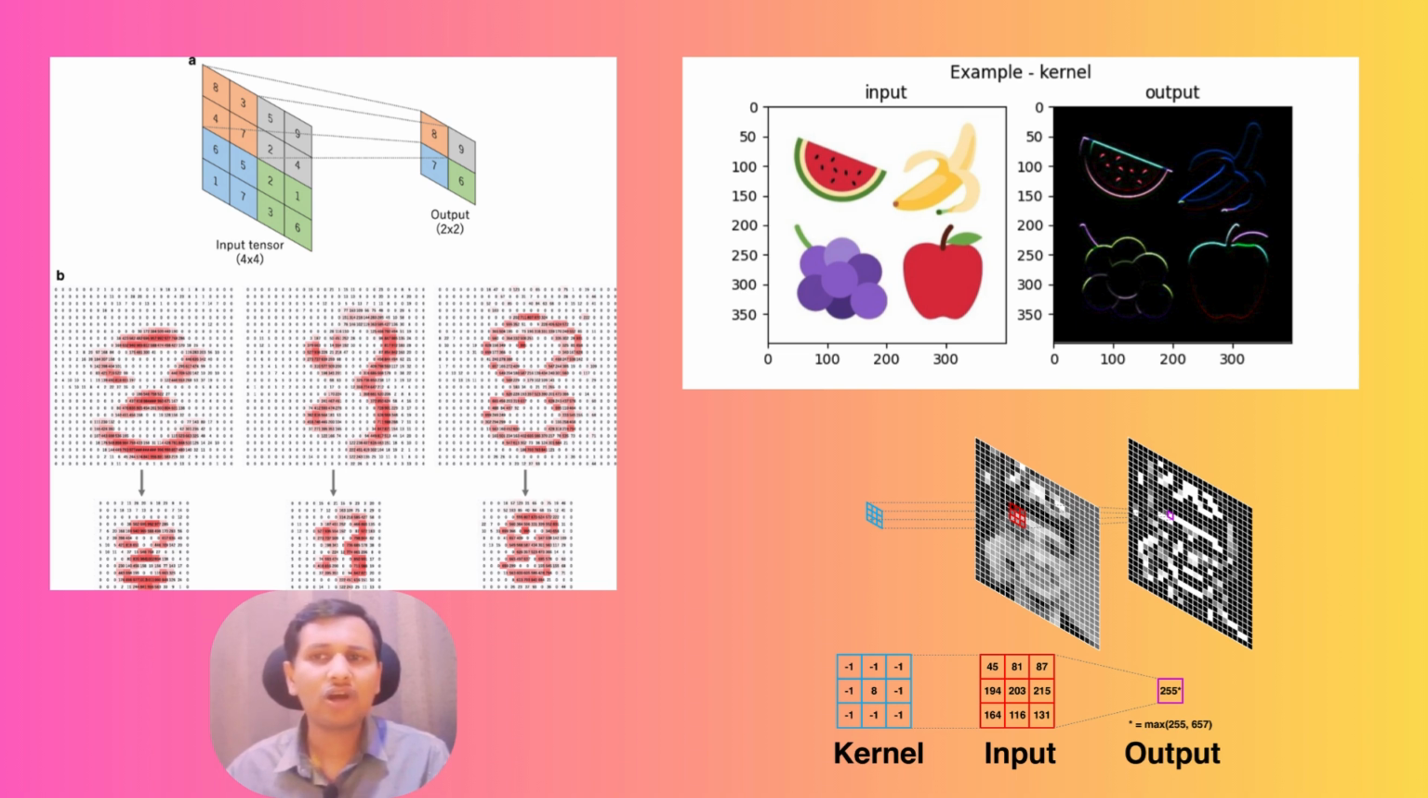Similarly, when we talk about this image of fruits, where a watermelon is there, banana is there, grapes are there, and apple is there, we can see how it looks after the convolution kernel, after the feature extraction. And similarly here we have this army man whose image is filtered using a kernel, and now we get an output like this after using max pooling.